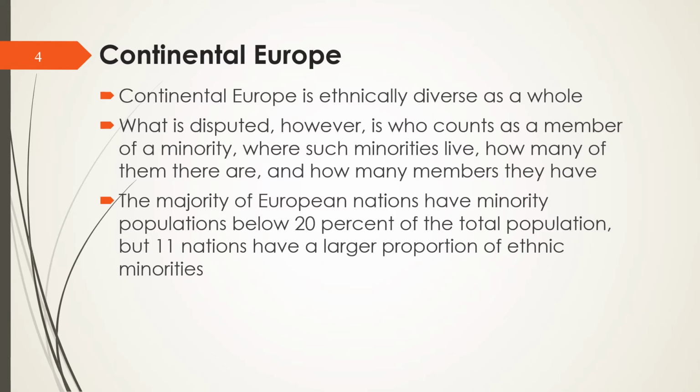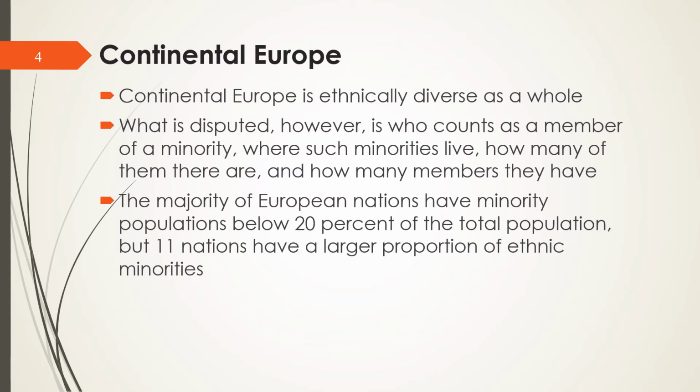We can also look at indigenous minorities. And this is where ethnic groups live in their ancestral homelands in only one state of which they're not the titular nation. So for example, we can look at the Corsicans and Bretons of France, the Galicians of Spain, the Scottish or Welsh of the United Kingdom.